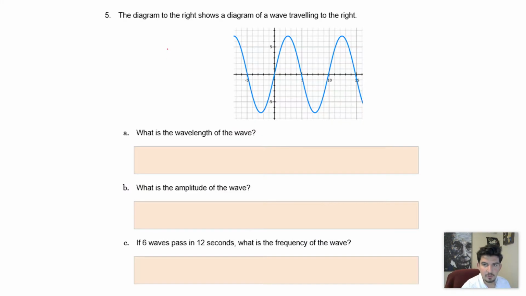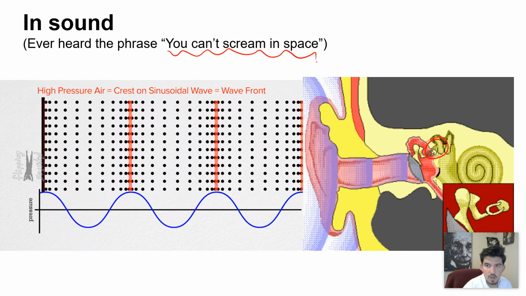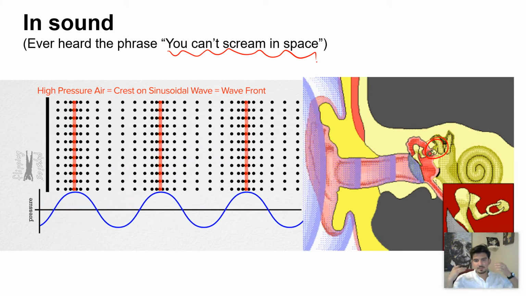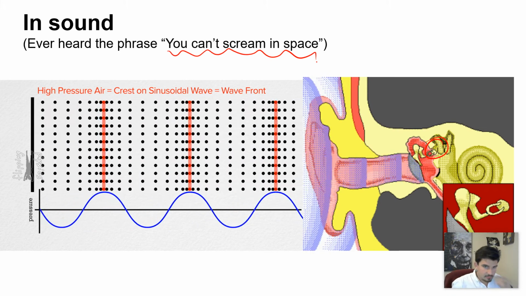So if you've ever heard the phrase, you can't scream in space, or no one can hear you in space, that's true. Now, you would have to be outside of a spacesuit, because we know spacesuits have air in them, which is why our astronauts can breathe.